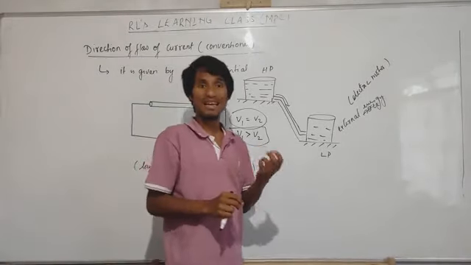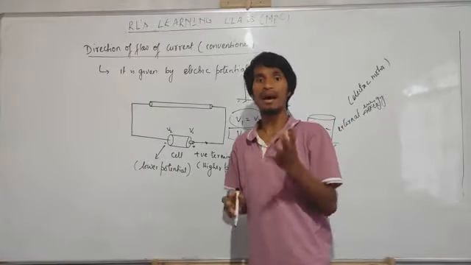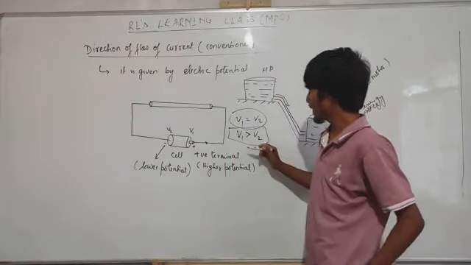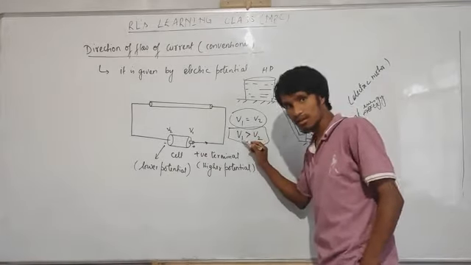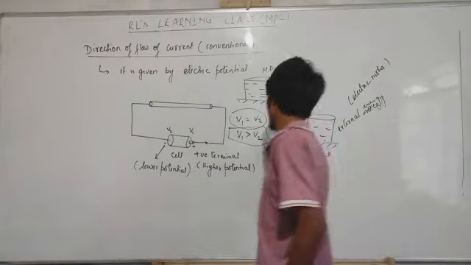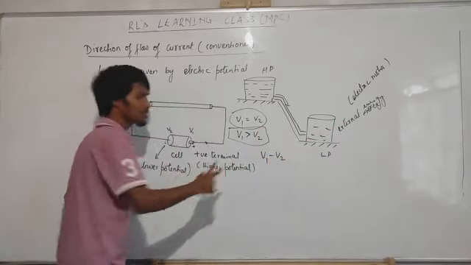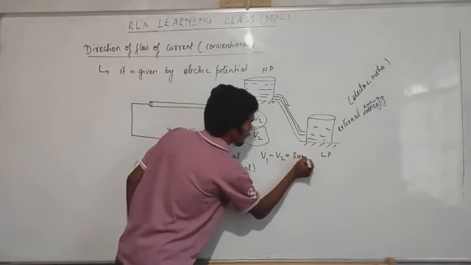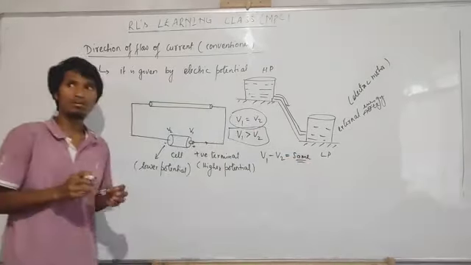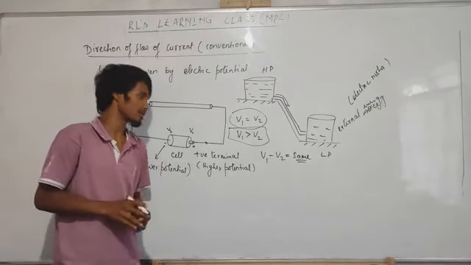But we want to get a steady current. Steady current means the current does not change, it does not go low, it does not go high. In that case, we have to make the difference between these two potentials, V1 and V2, always the same. Okay, let me write this. V1 minus V2, the difference between V1 and V2, should always give the same value at every time. Then only we can get a steady current. Steady current means the same amount of current.